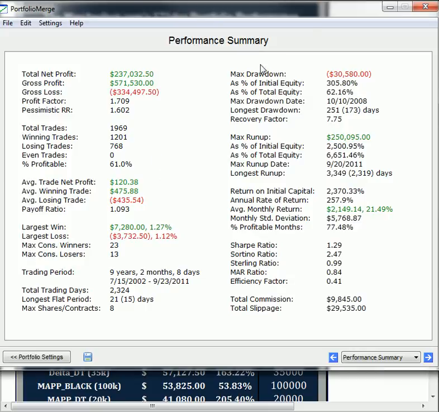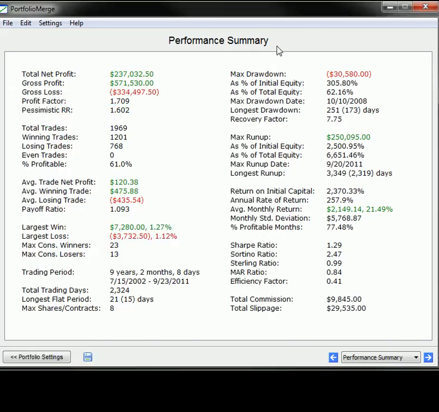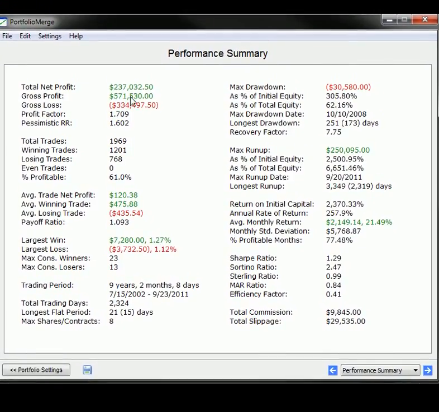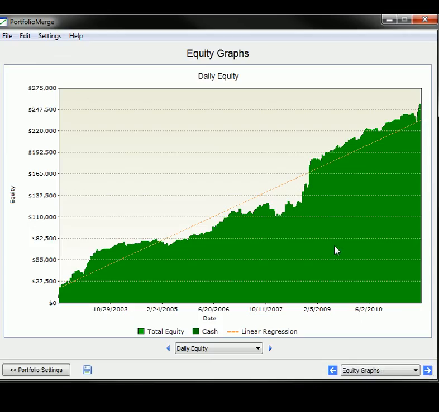There you go. So here's our ESM double X. This is a quick look at the ESM double X that we just mentioned. $237,000 over the last 9 years or so. We can look at the equity curve. There's the equity graph. Again, you just saw that scream into new highs. That was ESM 30 double X, screaming to new highs.